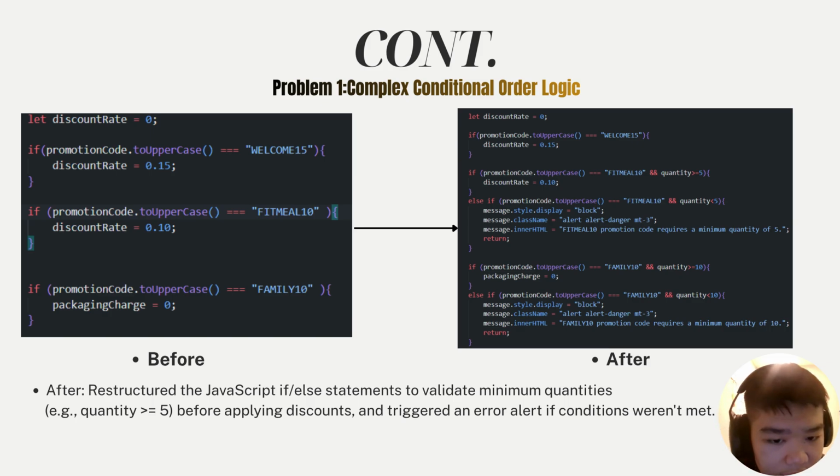So we also add a function that will trigger an error alert if the condition is not met. For example, for the FEMALE10, if the user uses the FEMALE10 promo code but the quantity is lower than 5, then we will give an error alert to notify the user that the promotion code requires a quantity of 5.